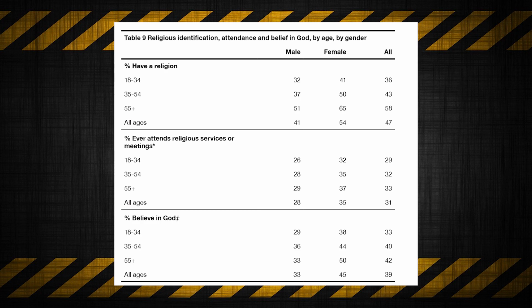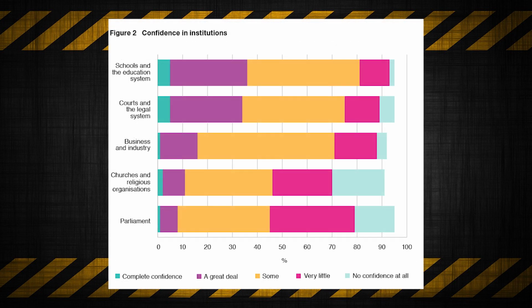We then moved on to the final section, which was the public's perception of religion. So let me show you the first figure that they showed here, which was confidence in institutions. So we're looking at schools and the education system, courts and the legal system, business and industry, churches and religious organisations and Parliament. Okay, so it's kind of interesting. You've got a really big spread of different types of organisation here.